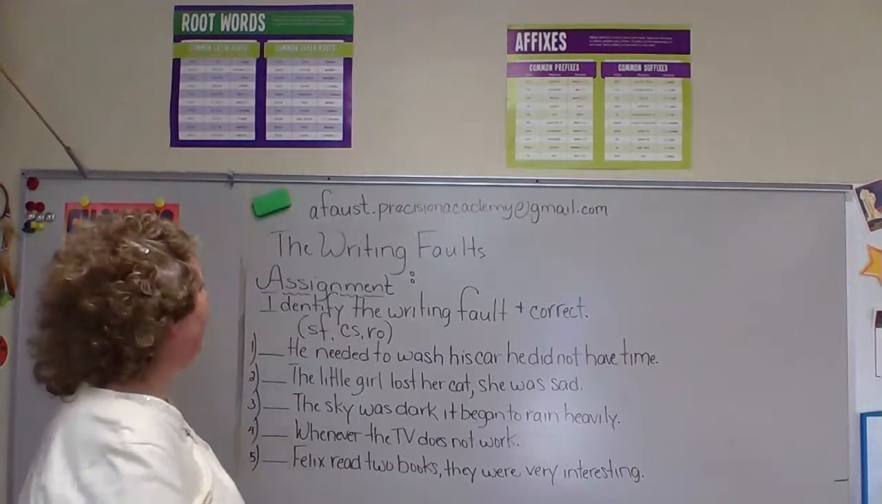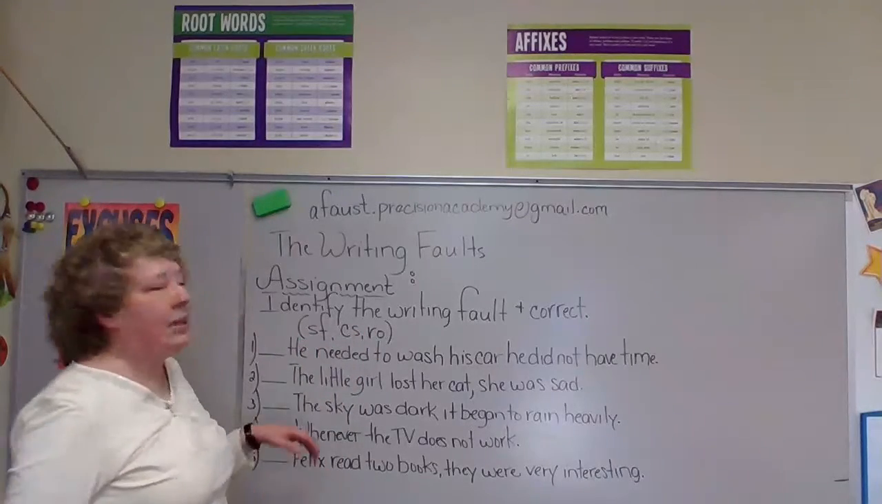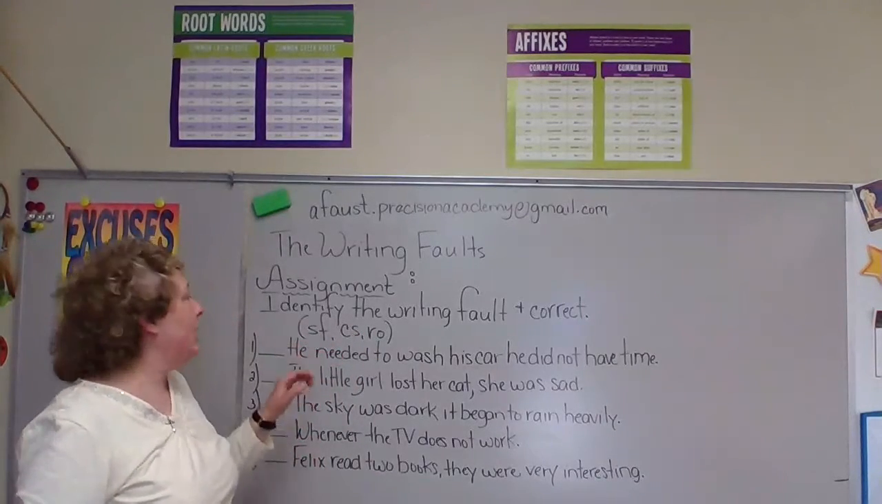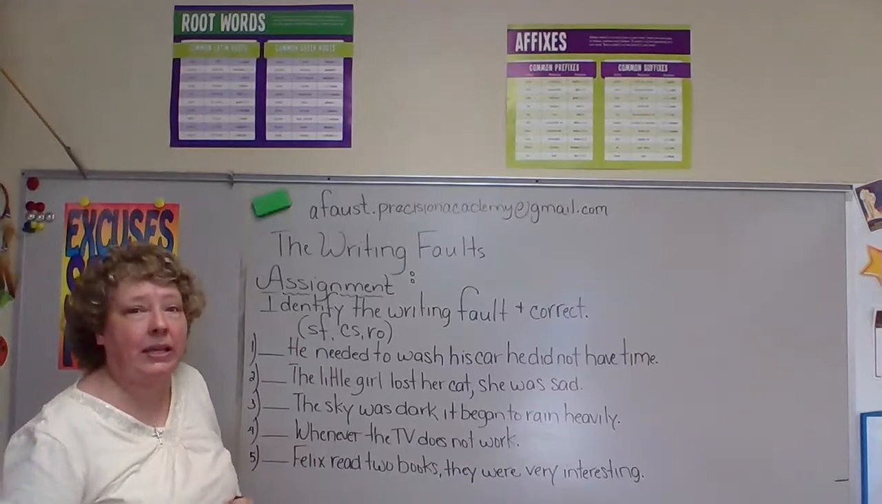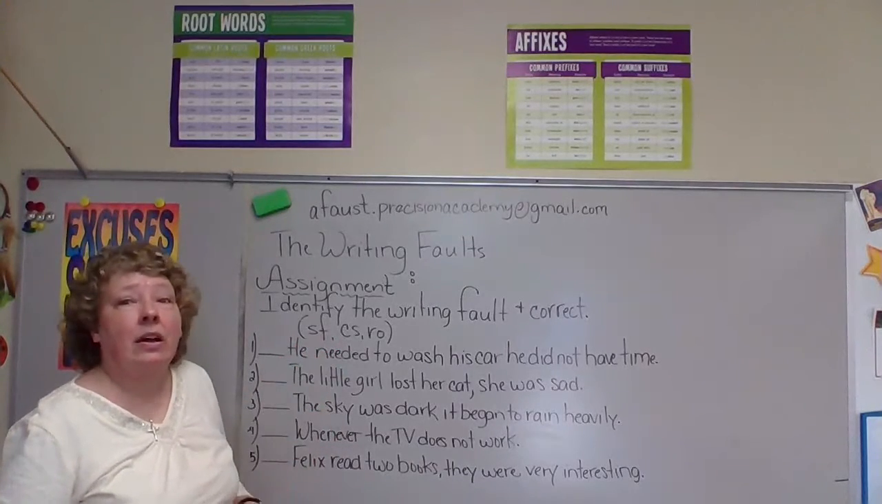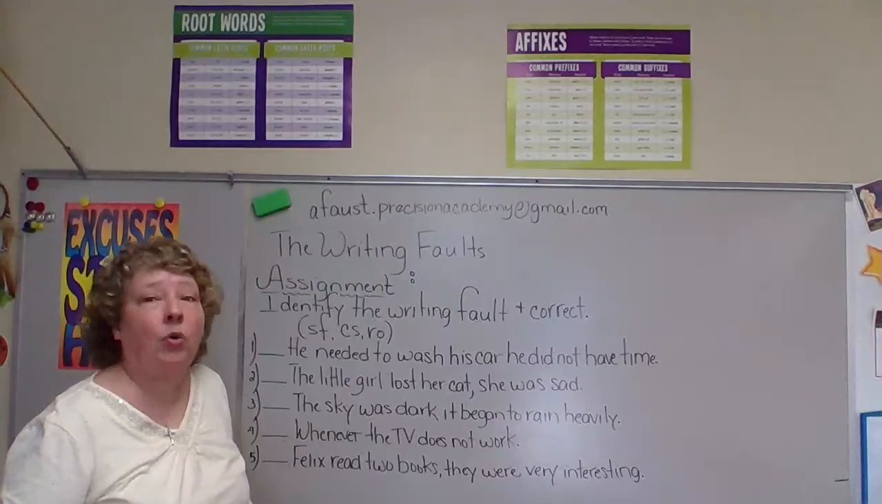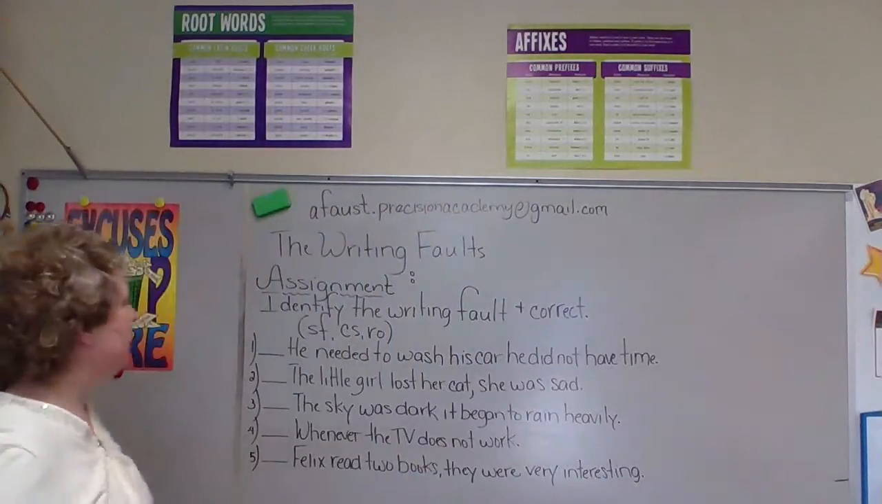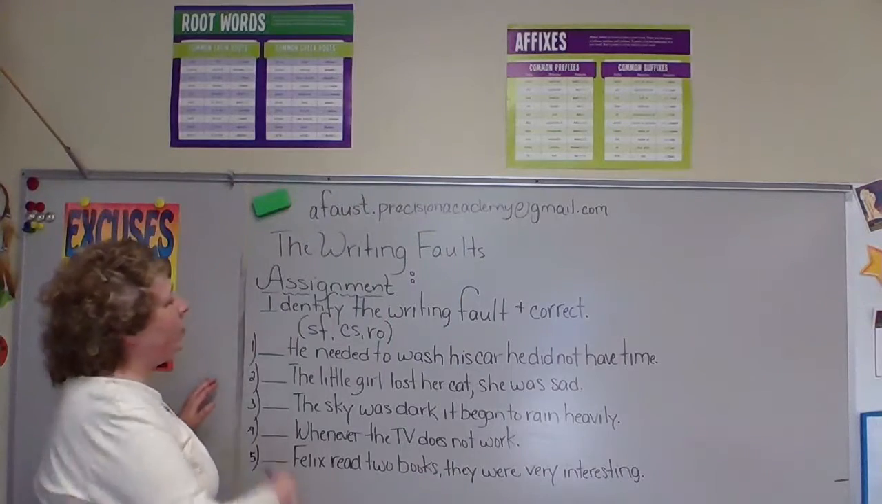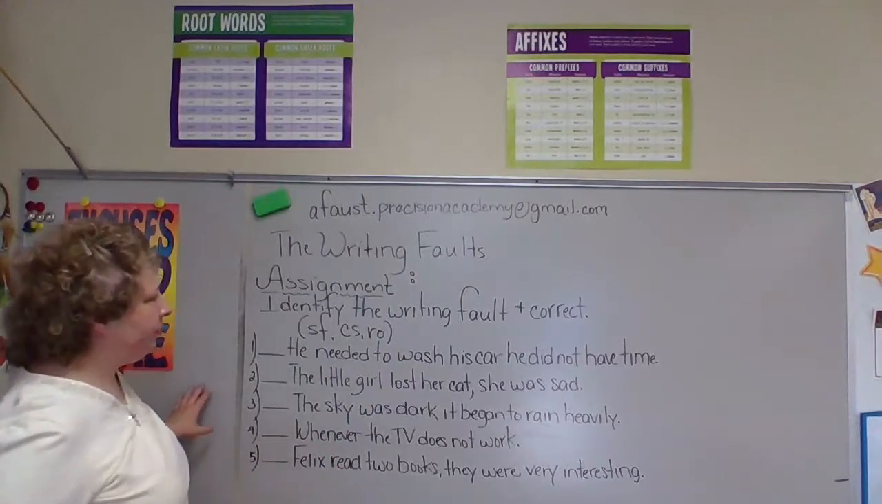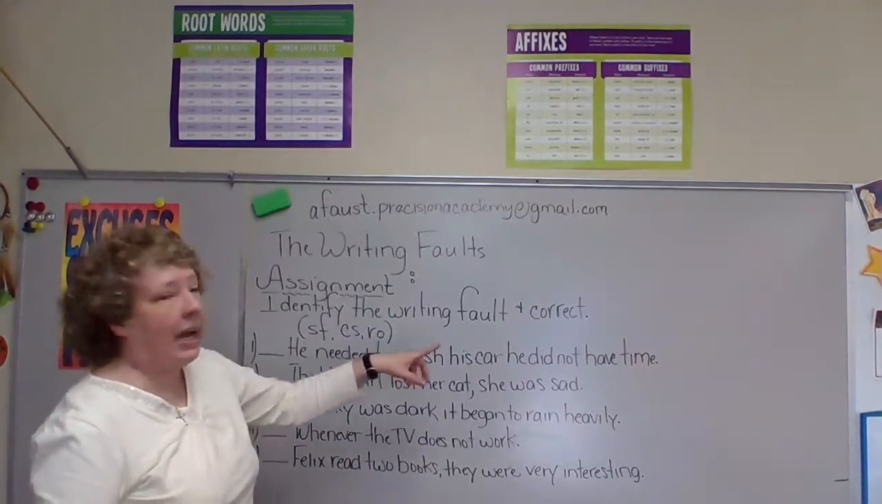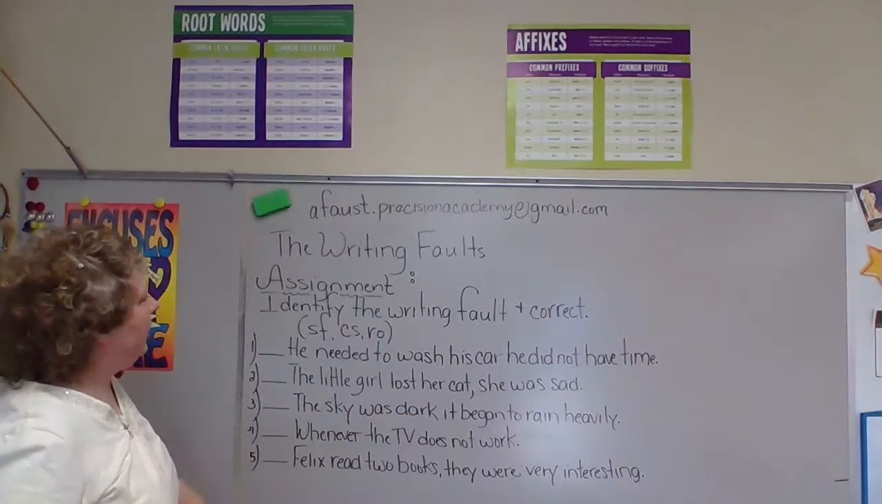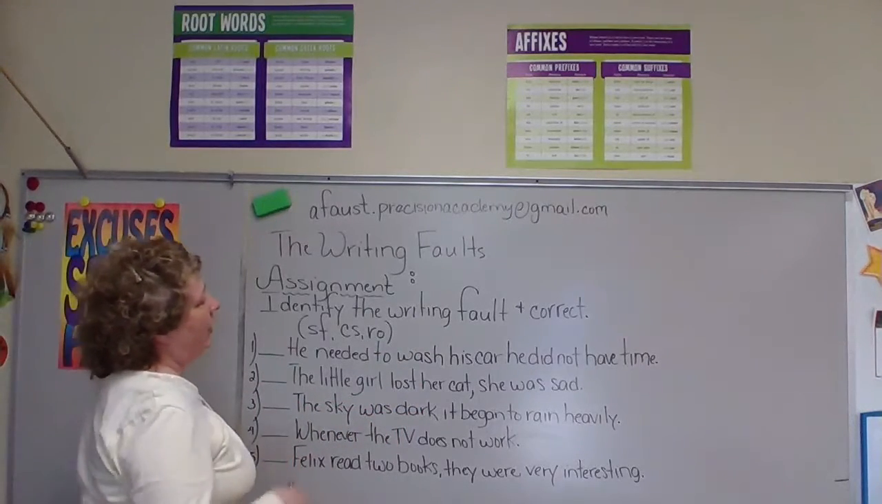Okay? Here are the three writing faults. Please use these abbreviations: SF for sentence fragment, CS for comma splice, and RO for run-on. Okay, please use those. So you're going to read through here, and you're going to write these down. Okay, and then here we go.